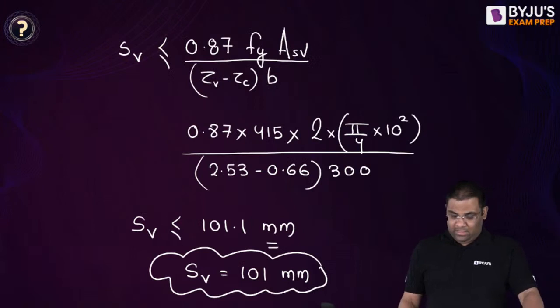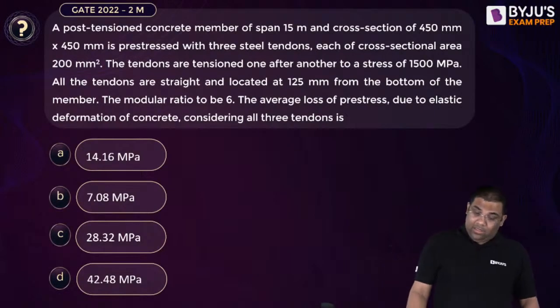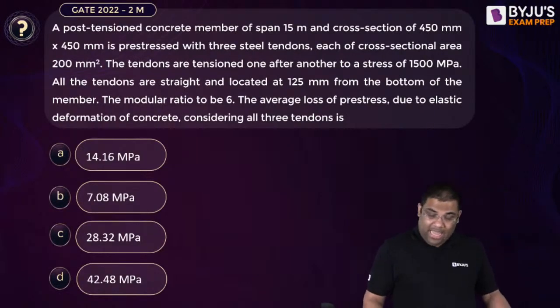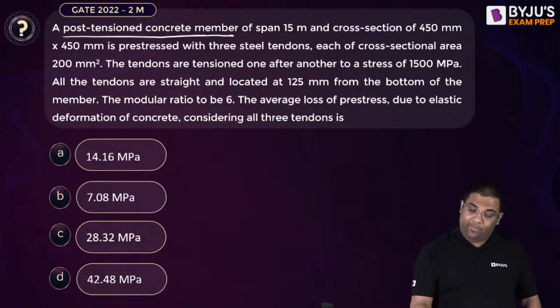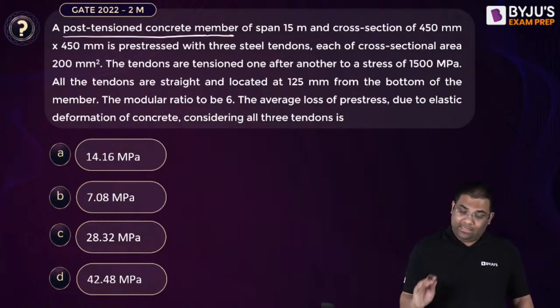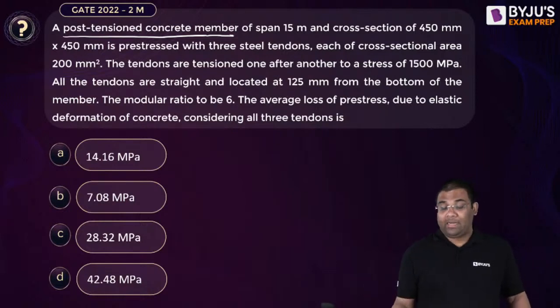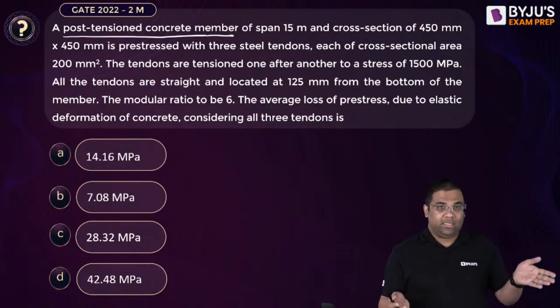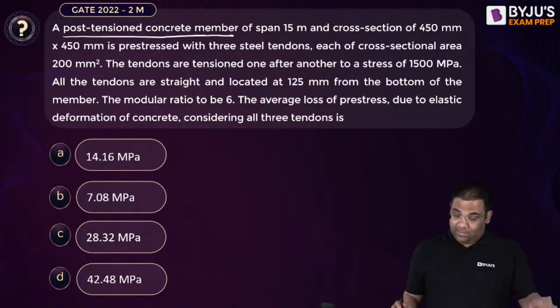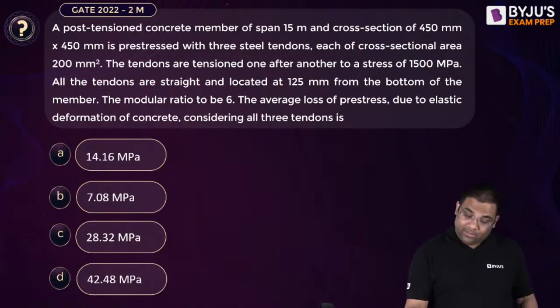Easy. Next question. This is to find out the average loss of pre-stress in a post-tensioned concrete member when the tendons are tensioned one after another. One after another means the first is done, then the second is done, then the third is done. What is the standard formula for this, for a post-tensioned member?